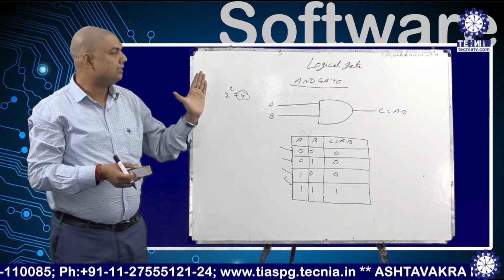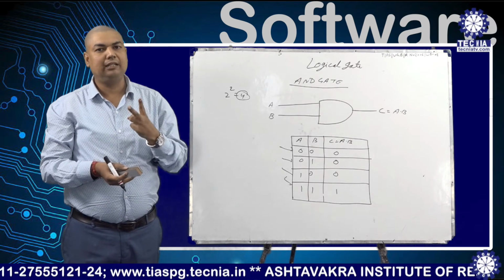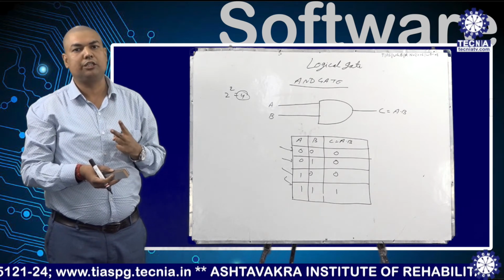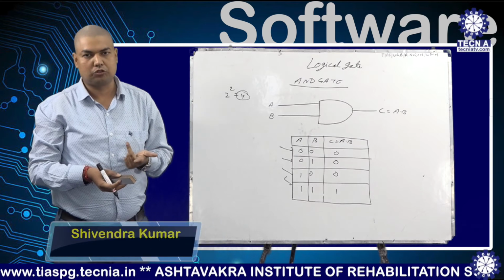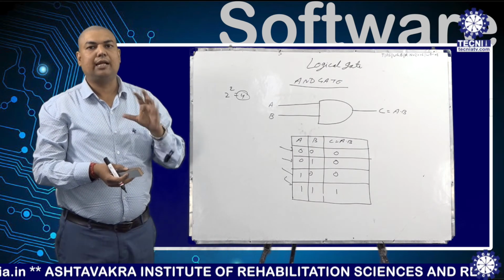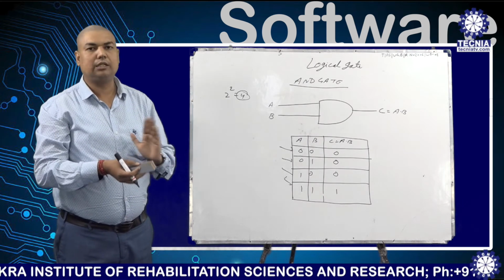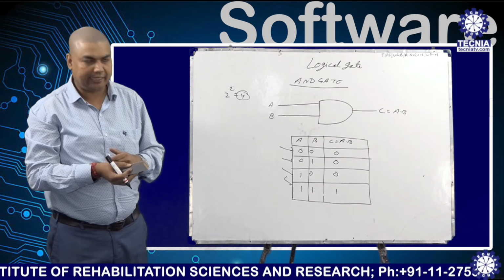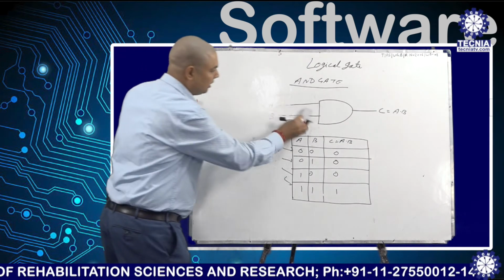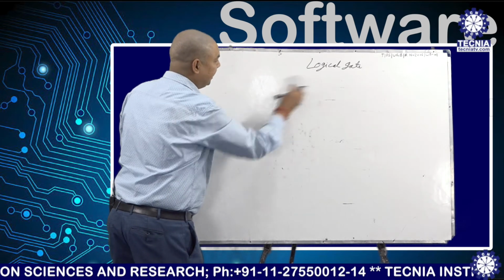So this is known as your AND gate. The AND gate works so that when both our inputs are true, the output is true. If any one of our inputs is not true, then the resultant is always false. So this is the first gate, known as your AND gate. Now we discuss another gate, which is known as the OR gate.